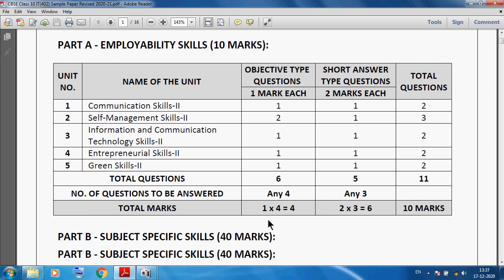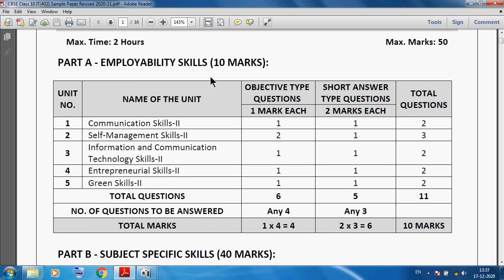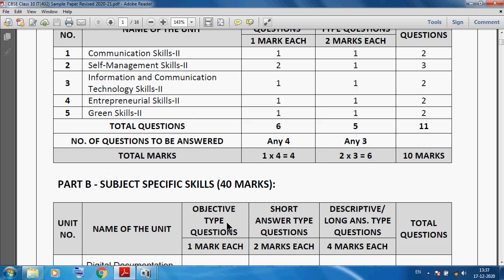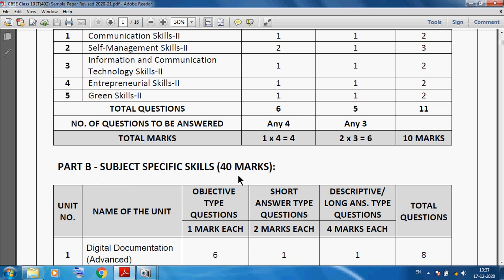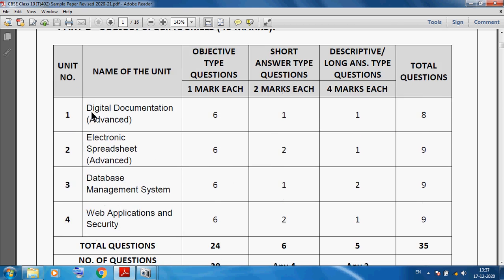Okay students, now the next thing is our part B. Part B is 40 marks. Our part A is 10 marks, our part B is 40 marks. So the weightage of part B is high. In this part B: digital documentation advanced, electronic spreadsheet advanced, database management system, web application and security.